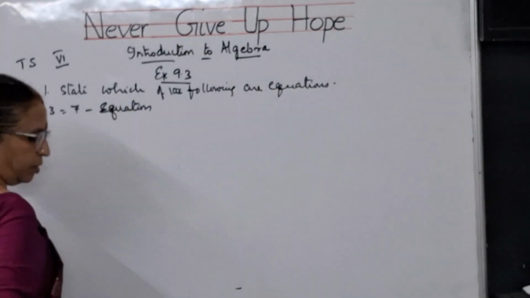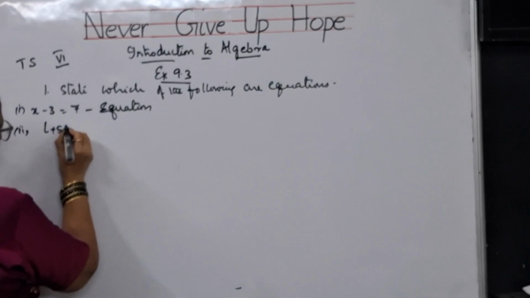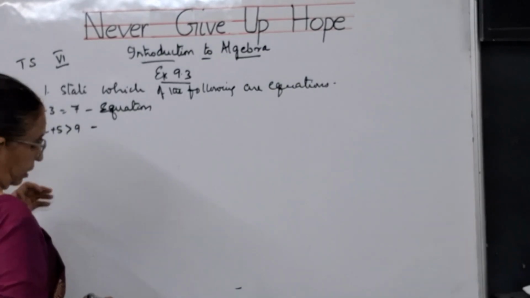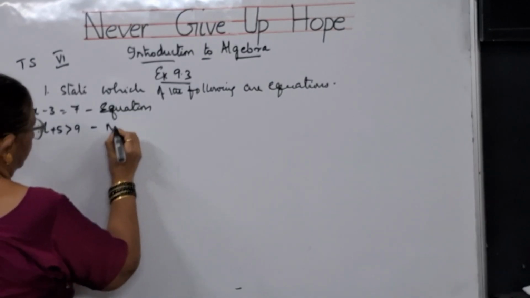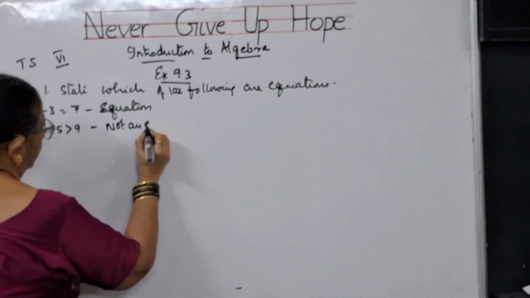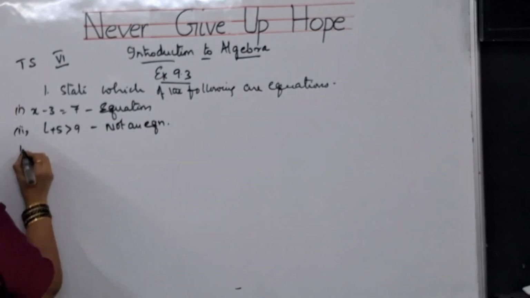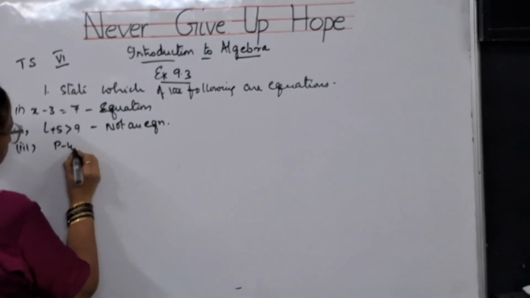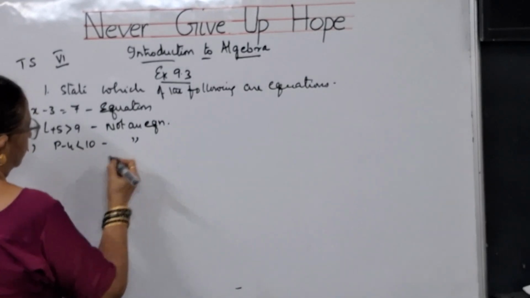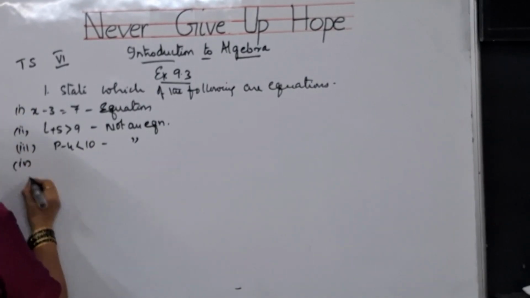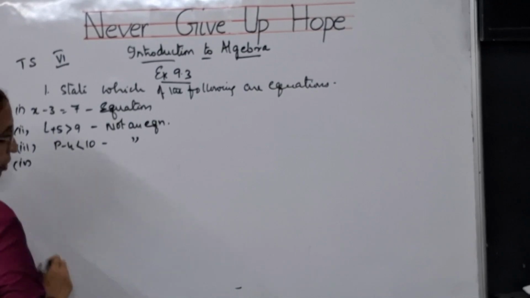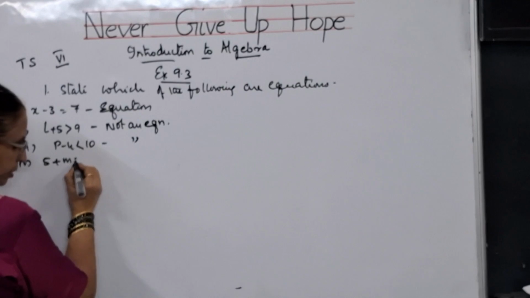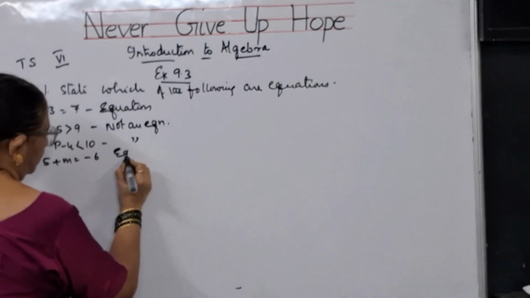Second one, l plus 5 is greater than 9. It is not an equation. Third bit, p minus 4 is less than 10. This is also not an equation. Greater than, lesser than will not be equations. Next, fourth bit, 5 plus 1 is equal to minus 6. This is an equation.